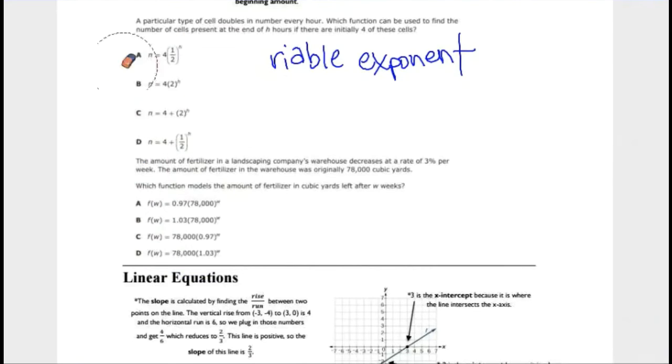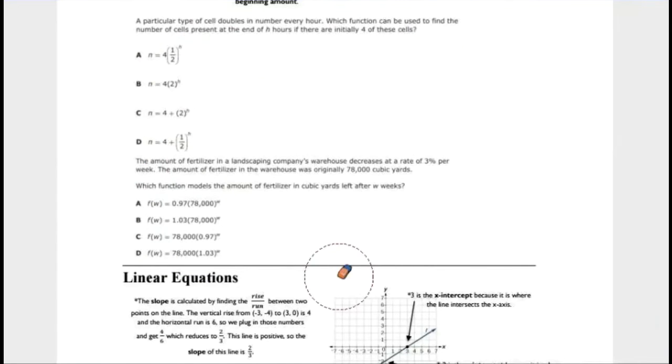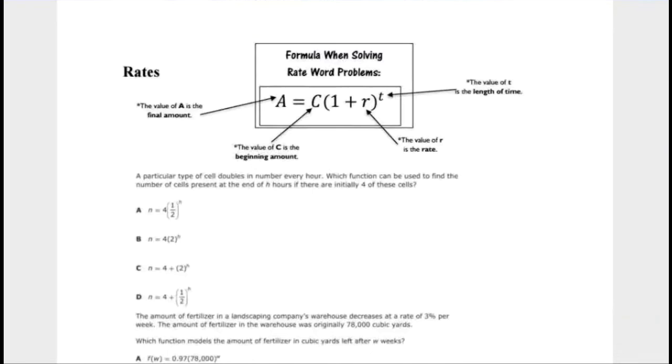Now the bad thing about it is that STAR is not going to give you this formula, so you're going to have to try to commit it to memory. Okay, so let's talk about what this formula means. We're looking for the final amount.